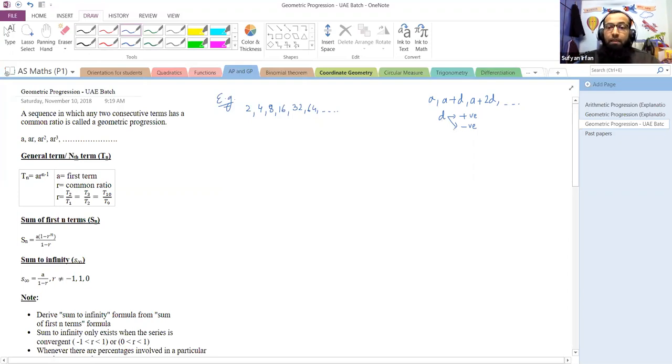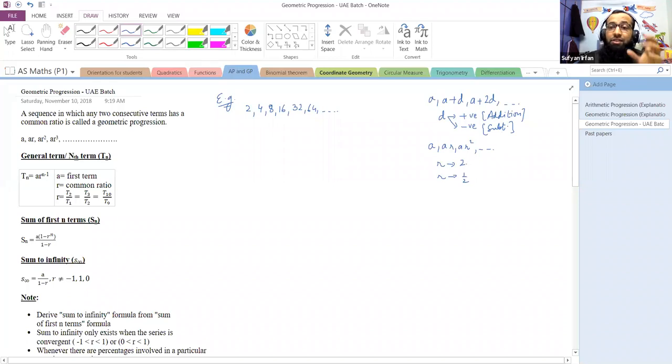Similarly, first term is A, second term is AR, third term is AR square. This means R is being multiplied. Now, let's suppose R is 2, then the numbers would be increasing. And if R is 1 upon 2, then the numbers would be decreasing. What I mean to say is that when D was positive, addition was taking place. When D was negative, subtraction was taking place.